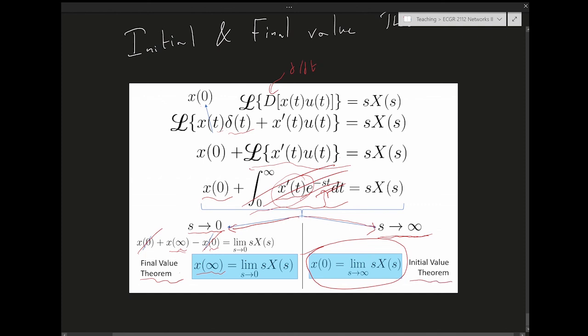The final value theorem allows us to get the final value, the steady state value, from the Laplace transform. So I just take sX(s) and take the limit as s approaches 0, and that gives me the final value in the time domain. And if I take sX(s) and take the limit as s approaches infinity, that gives me the initial value in the time domain.